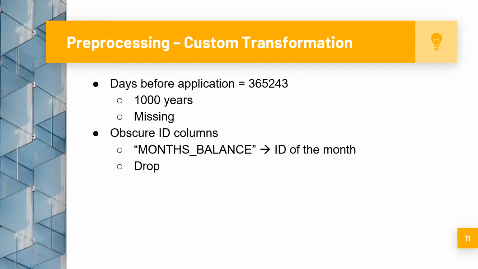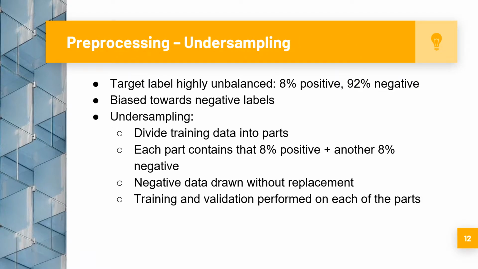Other than just filling missing values, a few columns require some special transformations. These transformations include turning invalid values into missing values and dropping columns that do not look like an ID but are actually an ID column, like this month's balance column we show on the slide, which is just an ID of the month. After all these previous steps, the data are in a form that can be used to train our models.